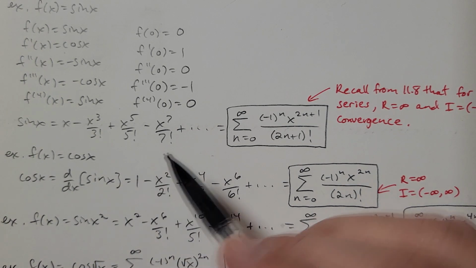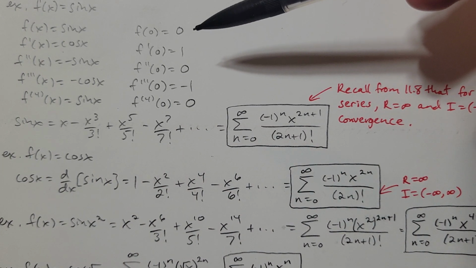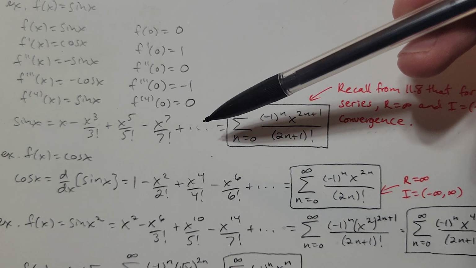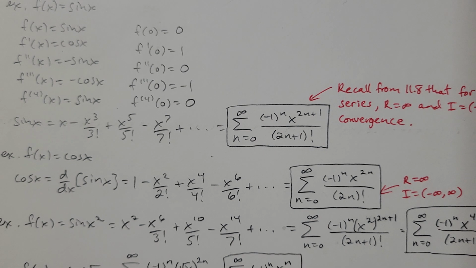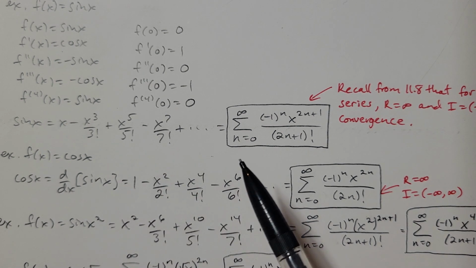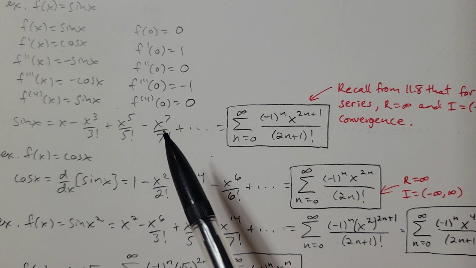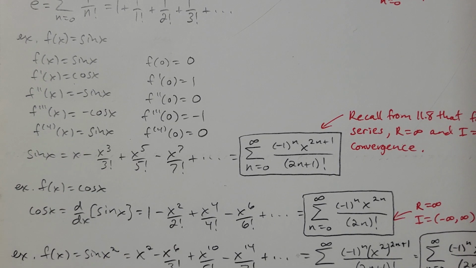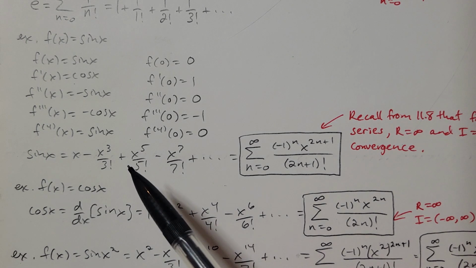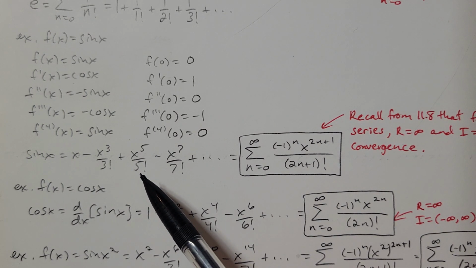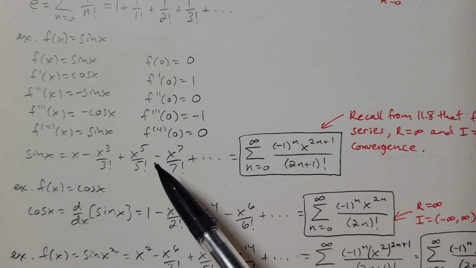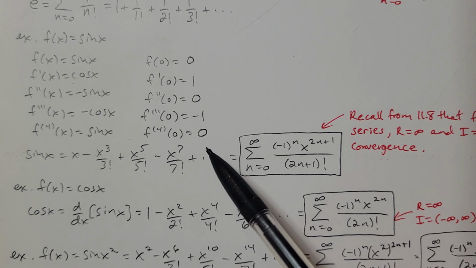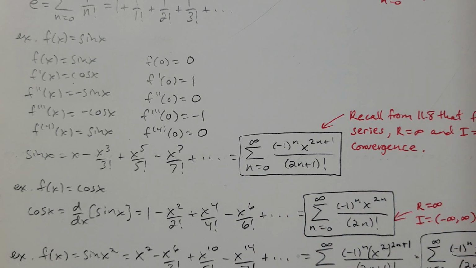Now, because the terms alternate 0, 1, 0, negative 1, 0, 1, 0, negative 1, every other term is going to be 0, and this is an alternating series also. So the next term I'm going to have is plus x to the 5th divided by 5 factorial, skip the next term, minus x to the 7th over 7 factorial, skip the next term, plus x to the 9th over 9 factorial, etc.